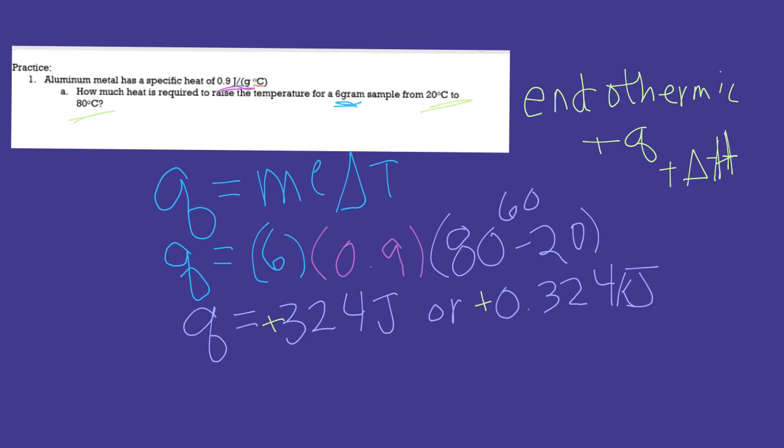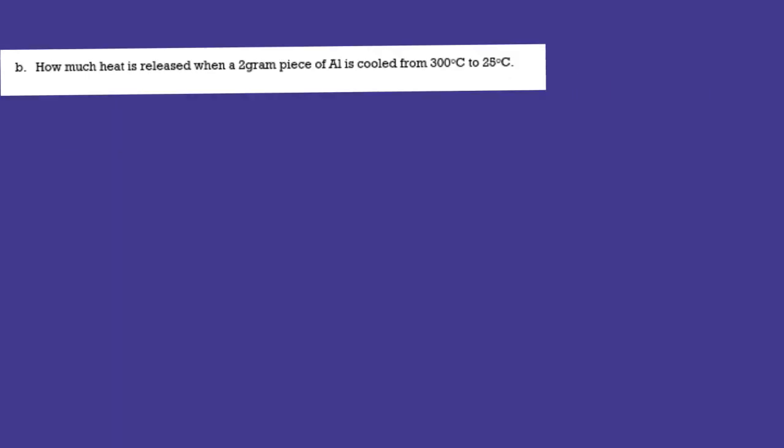All right, let's do the next problem. In this problem, it says how much heat is released. That's a good keyword to kind of highlight right there, released, okay? When a 2-gram piece of aluminum is cooled from 300 to 25 degrees Celsius. And we're assuming there's no phase change in here and then we're under the melting point, so it remains a solid the entire time. So again, we're going to be able to use Q equals MC delta T. One of the big differences for this one is we should expect to get a negative Q value because heat energy is being released.